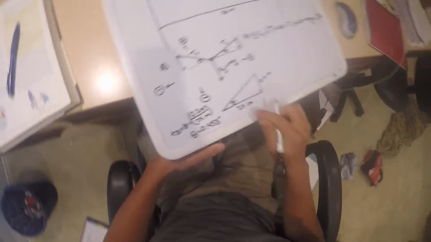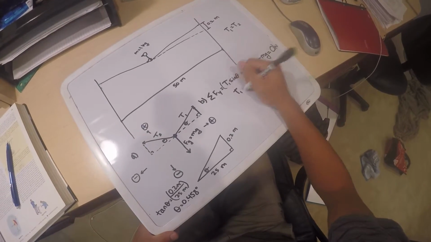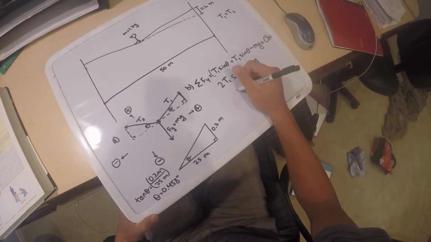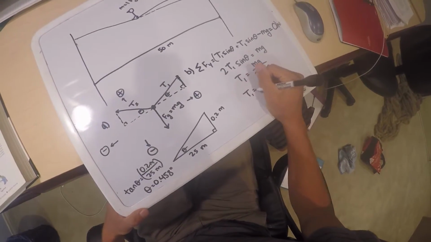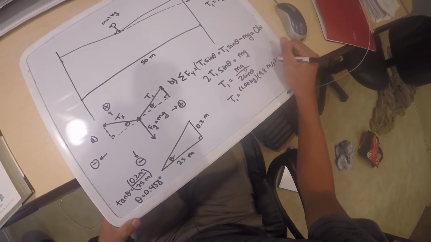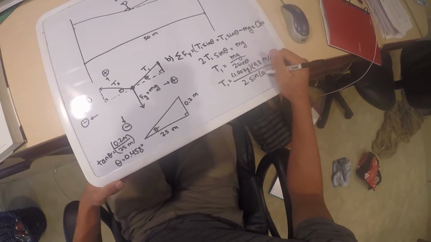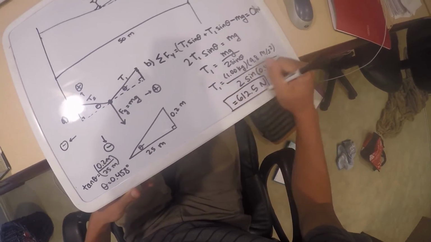So as you can see, I exaggerated this angle a lot. So now that we have theta, now that we have mass and we have gravity, we can solve for T1. So 2T1 sine theta equals mass times gravity. T1 tension equals mass times gravity over 2 sine theta. We plug in our values, so T1 equals, our mass is 1 kilogram, gravity is 9.8 meters per second squared, and we don't need to make that negative because we already did right here, and 2 sine of 0.458 degrees, and that's going to give us a value of 612.5 newtons. And we already said T1 is the same thing as T2, so that's your T2. That's the tension in the string.